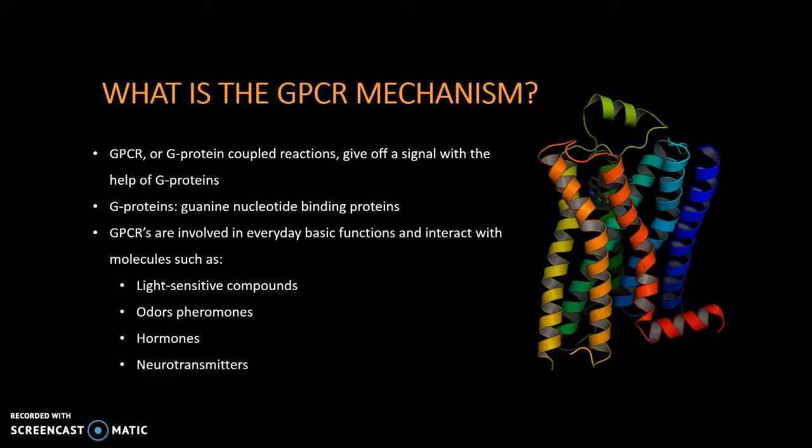GPCRs are involved in everyday basic functions. Like I said, they are one of the most commonly used mechanisms for cells to communicate with each other. It's really common for them to be used for light-sensitive compounds, odors, such as pheromones or hormones, or even neurotransmitters. They're really great because they have such a wide diversity of receptors that can interact with different things and provide different functions to the body.